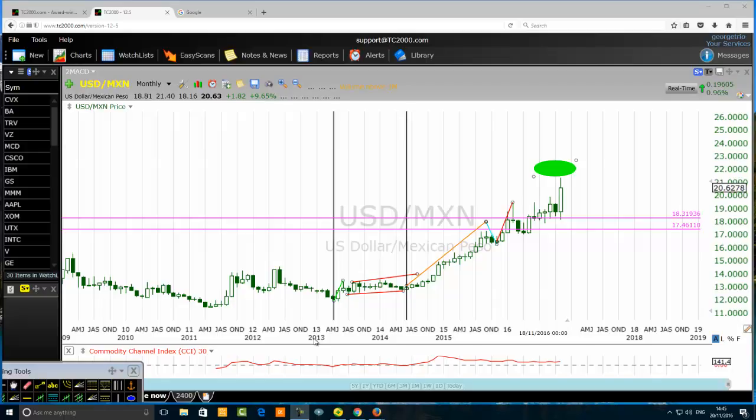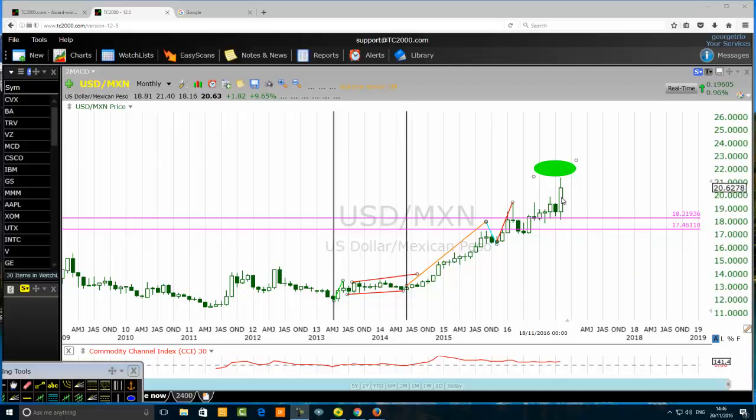When the US dollar is strengthening against the Mexican peso, this price action will be bullish because this is a US dollar Mexican peso chart. But when the US dollar is weakening against the Mexican peso, this price action will become bearish. So in this session here, the US dollar was weakening against the Mexican peso, but in this session here, the US dollar was strengthening against the Mexican peso.